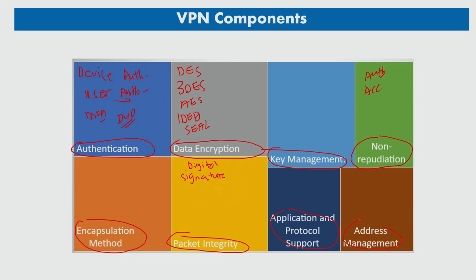And the last important component is address management. Remote access connections raise address management issues. Assigning an internal address to a remote access client is very difficult. So consider this when choosing a VPN implementation. Some VPN implementations might have bad address management, which could affect your choice of VPN. So there you go. These are the 1, 2, 3, 4, 5, 6, 7, 8 components that you have to understand in terms of VPN.